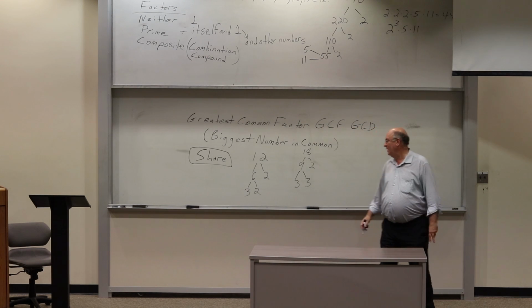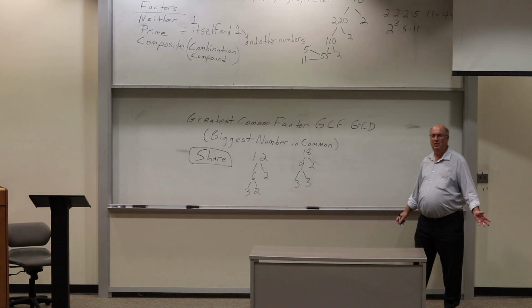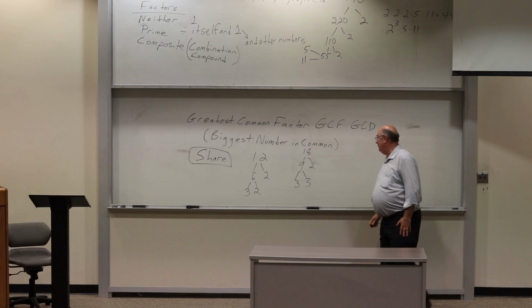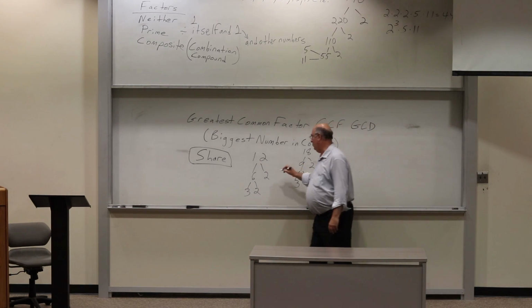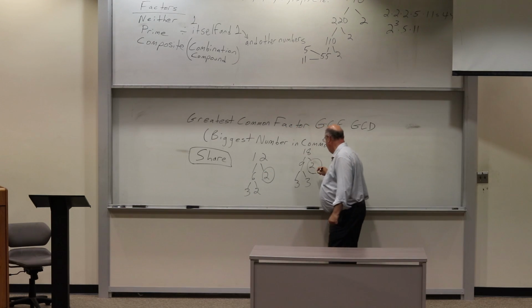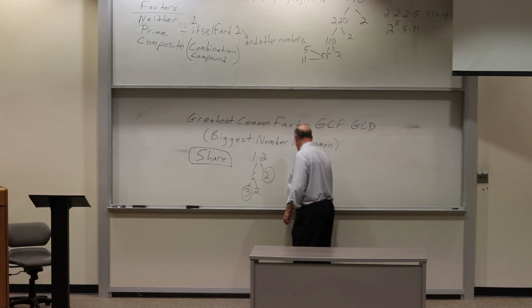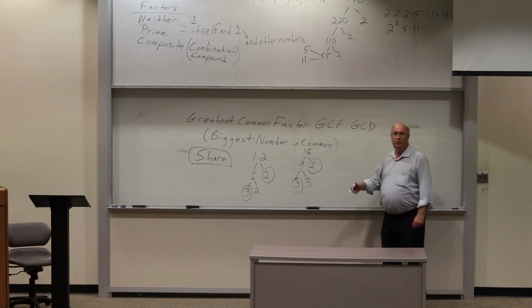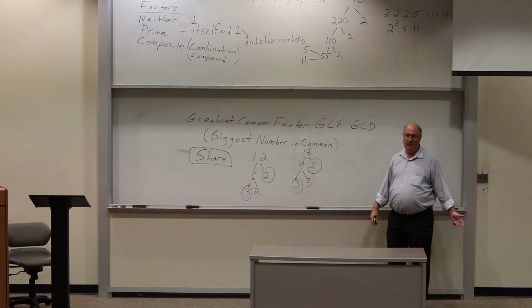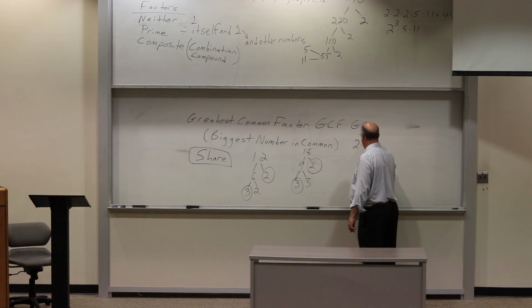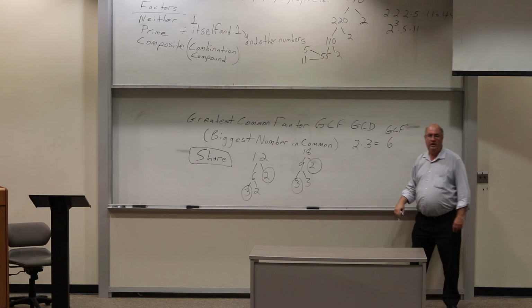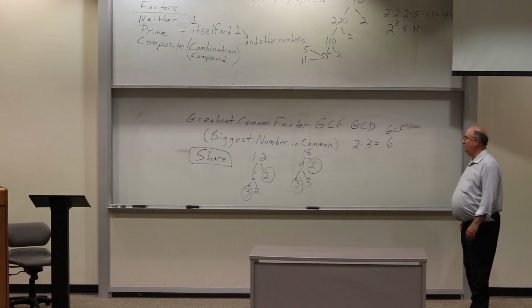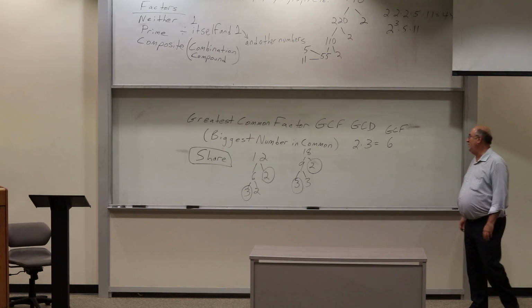Okay. We all remember sharing, right? We learned it a long time ago in school. Okay. So between 12 and 18, they both have a 2. So I'm just going to circle what they share. And they both have a 3 in the number tree. We'll circle the 3. Okay. The other 2 is hanging out by itself. The other 3 is hanging out by itself. So what they share is 2 and 3. Multiply them, and the greatest common factor winds up being 6. So greatest common factor, 12 and 18, 6.